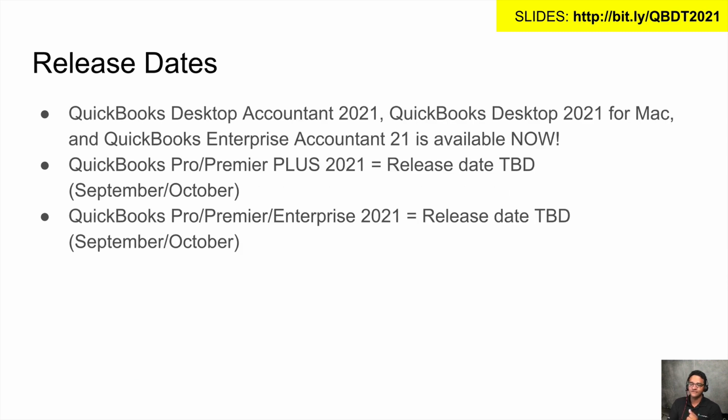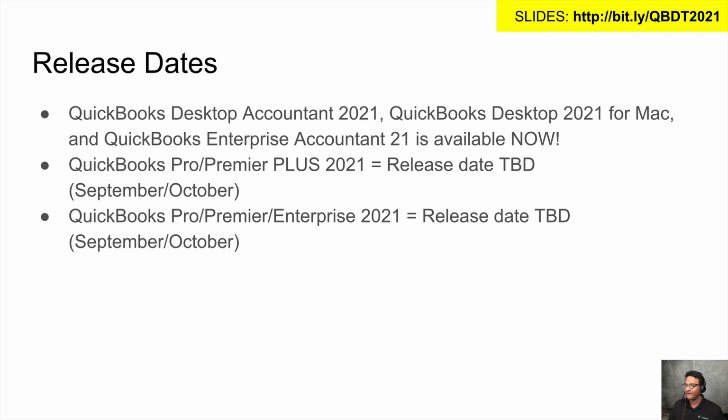Now, release dates. If you are a QuickBooks Pro advisor or someone that pays for the QuickBooks Desktop Accountant Plus subscription or the QuickBooks Desktop Enterprise Accountant subscription, the version is available now. You can go to camps.intuit.com and you can download your QuickBooks 2021, install it, and start playing with it.